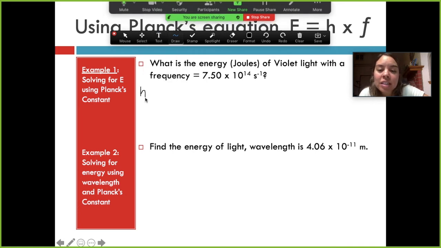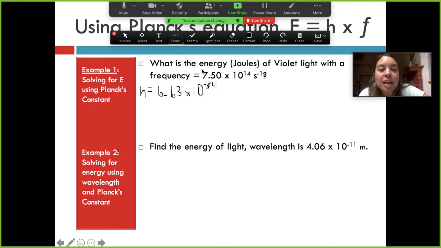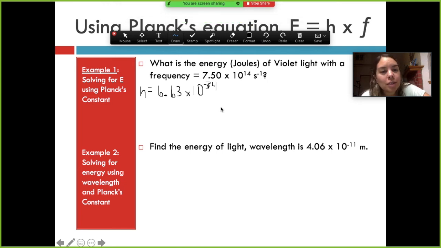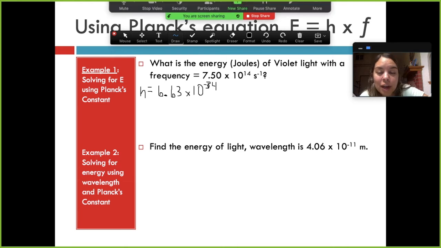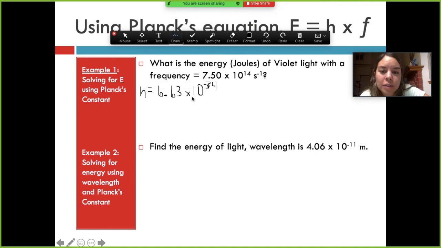So h equals 6.63 or 6.626, depending, times 10 to the negative 34. It's always going to equal that. Always. So energy is going to equal 6.63 times 10 to the negative 34. If they're asking you how much energy it is, then all you have to do is multiply this times the frequency that they gave you, which is 7.50 times 10 to the 14th.